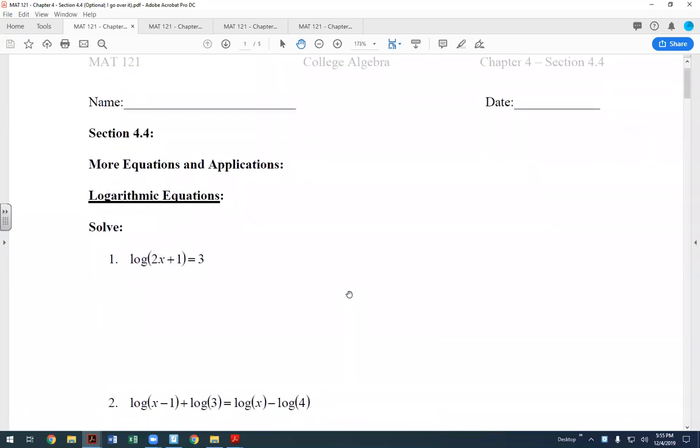So the first 4 examples are all we are looking at in 4.4. The pages after that, you will actually see there are applications. So these are similar applications to what we had seen in the past.